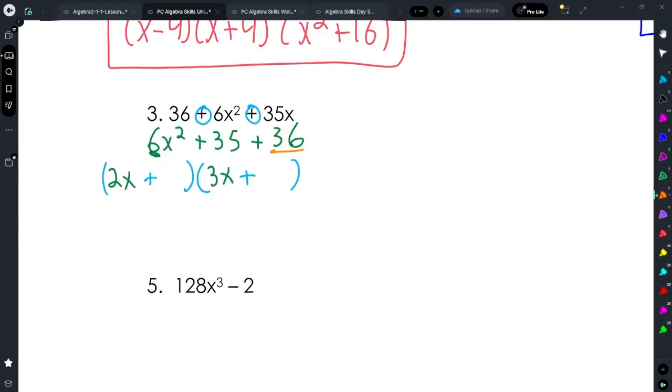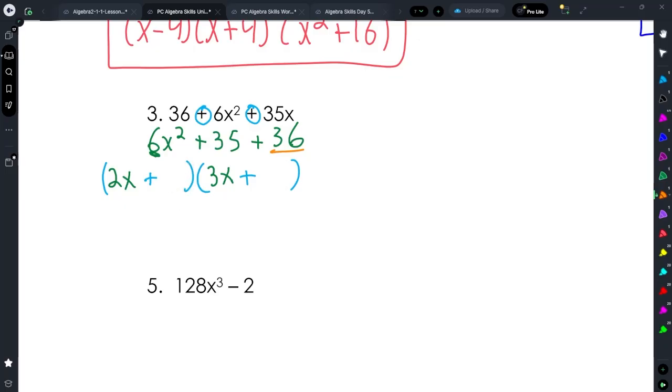guessing and checking. And I know we need to get 35. So I'm going to do 12 and 3 and see what gets us that. See what we get there. So when I do this, I get 36x, which I already know is going to be too big because I'm going to be adding something else. So it's just going to get larger.